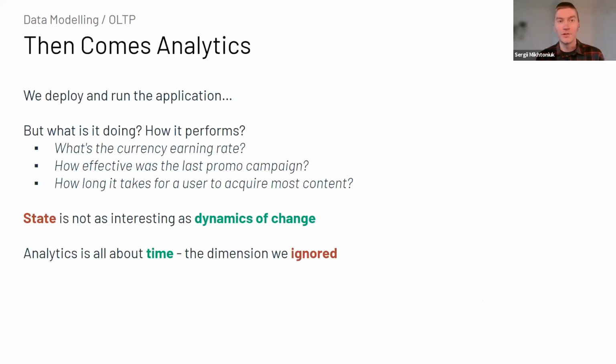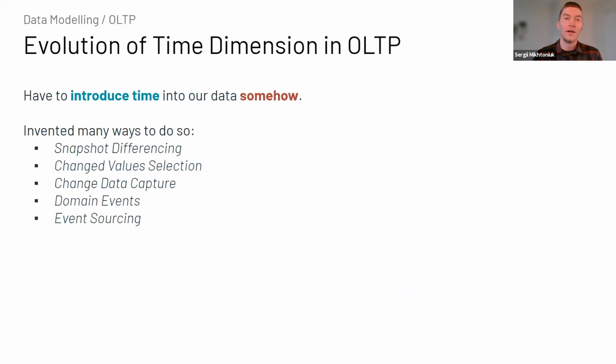So if we deploy this application and run it in production, we're going to start wondering what it's actually doing, like what it is actually performing. If we ask simple questions like how long it takes for a user to acquire most of the content in our game, this is not something that we can easily answer with this database model. So this is when we discover that state is actually not as interesting as the dynamics of change. And analytics is all about time, the dimension that we decided specifically to ignore. And this puts engineers on a long and windy path of introducing time back into the data somehow, and they invented a lot of ways to do so.